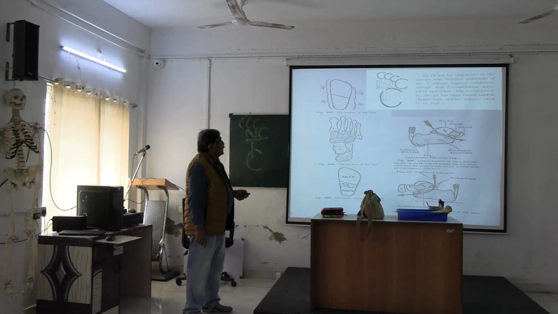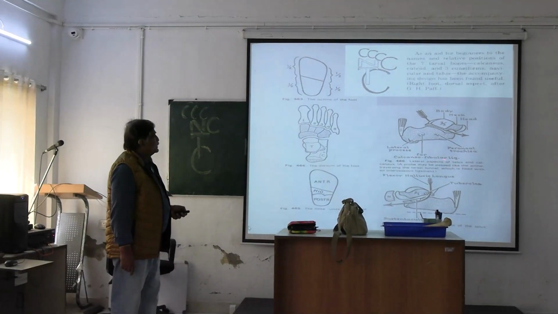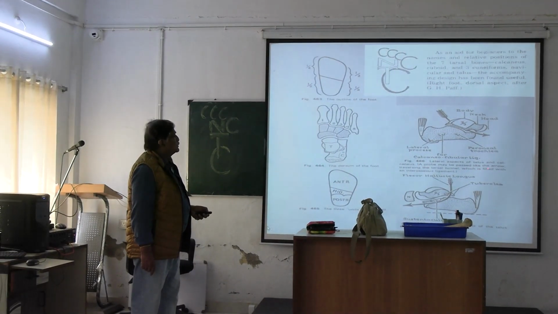Now lateral aspect of the talus and calcaneus. A probe may be passed like the arrow through this, traversing the tarsal tunnel, which is filled with interosseous ligament. This is the tarsal tunnel. This is the tendo-achilles in the calcaneum.